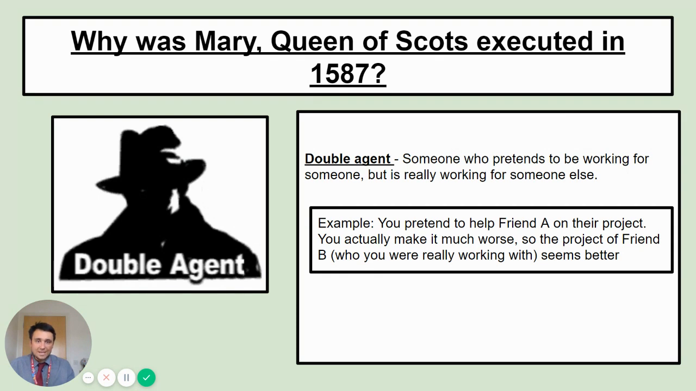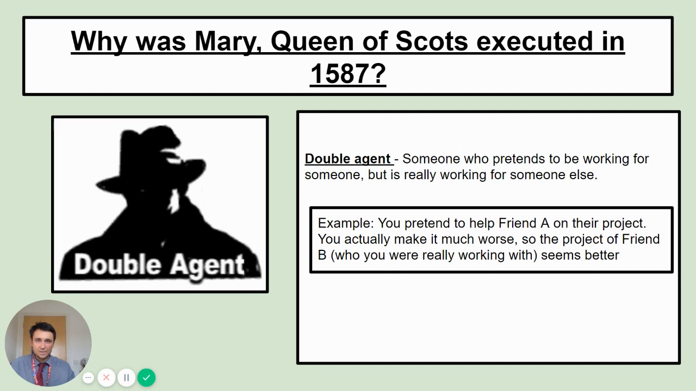There were double agents, people who pretended that they wanted Babington to get rid of Elizabeth and put Catholic Mary on the throne, but actually they were Protestants. They were working for Walsingham all along.